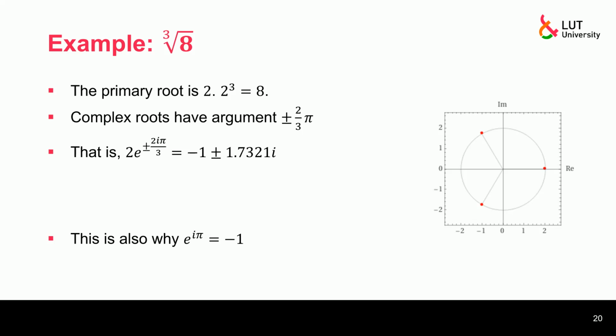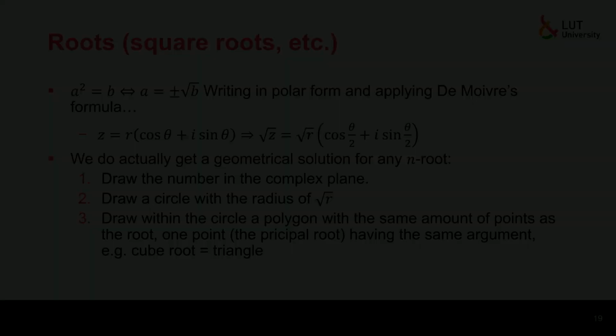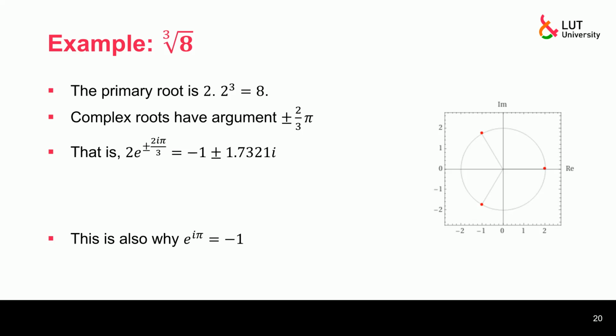Let's see it in more detail. So cube root of 8, primary root is 2. We can verify this easily by taking 2 to the power of 3, that's 8. And then complex roots do have the argument. So how did I get this 2 over 3? So consider that full circle equals 2 pi. Now each angle of the triangle is 1/3 of a full circle, so that is 2 pi over 3.